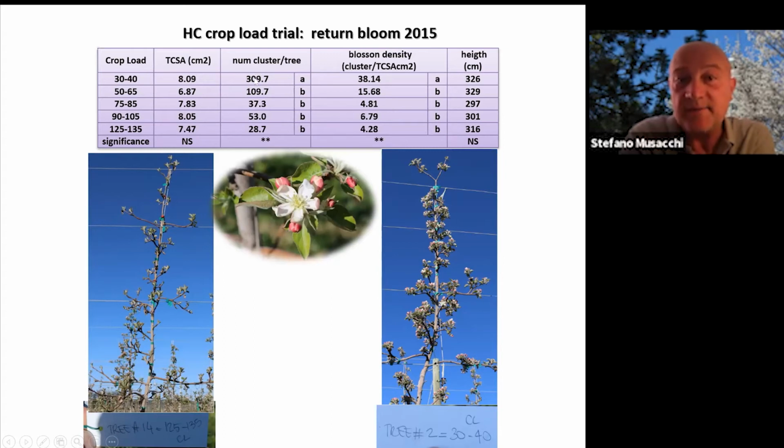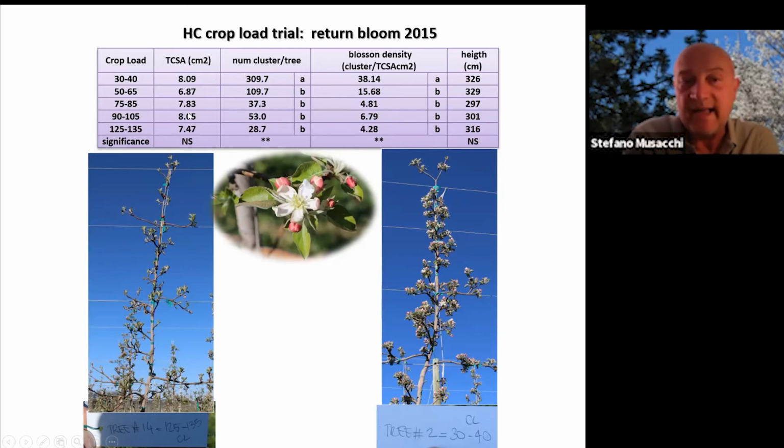But if you look here, you can play a little bit around, and you can have a good target of cluster, because it's very responsive to gibberellin in this variety. And I think that is a very good point to investigate, and a good point for discussion.